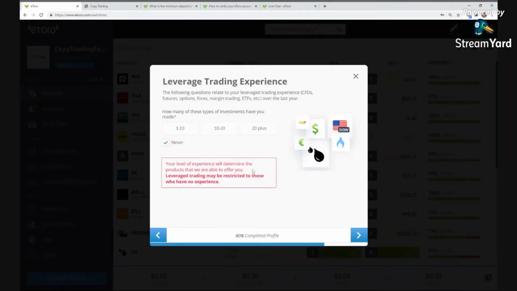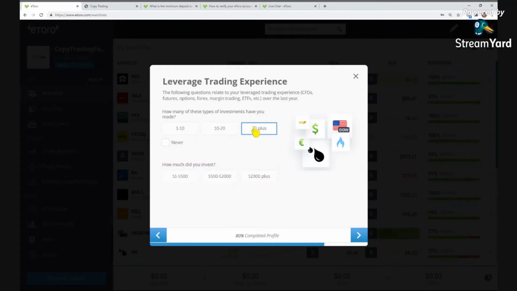Your leverage experience will determine the products that we offer you. Leverage trading may be restricted to those with no experience. Okay, so if you put in never, you might be restricted and you won't be able to use leverage. But that's up to you what you want to select, guys. But I'm going to select 20 plus. Let's see, just click off that. I have used leverage before.